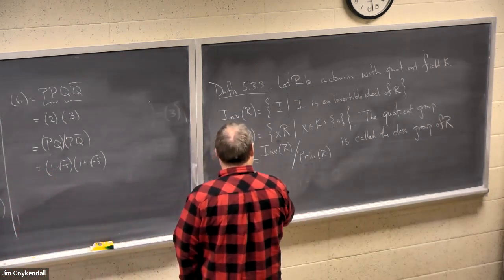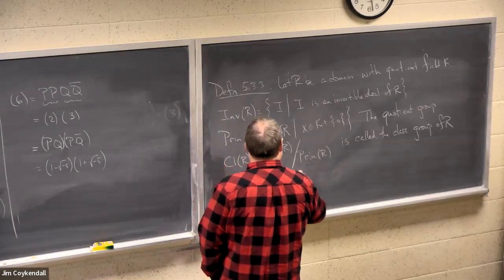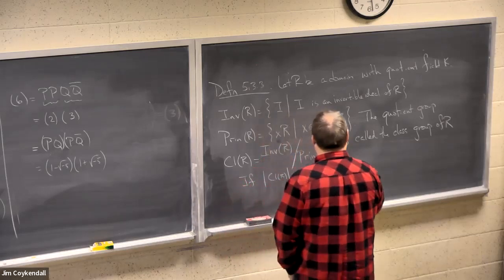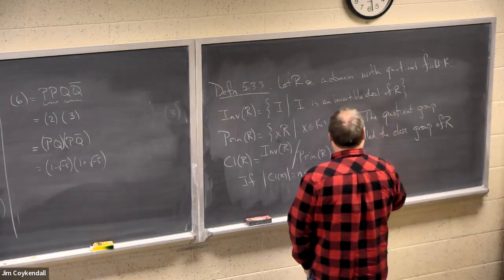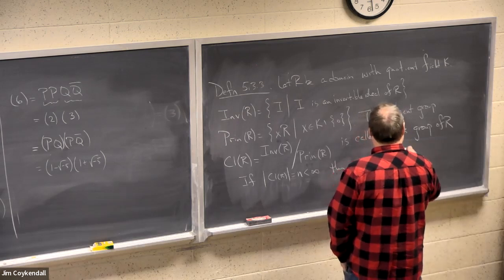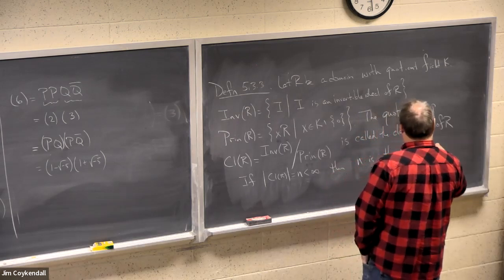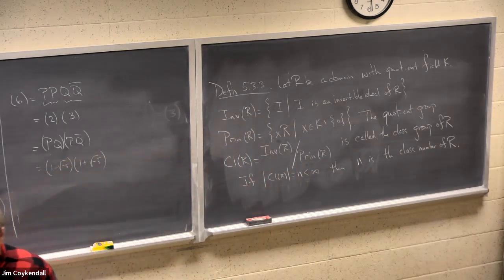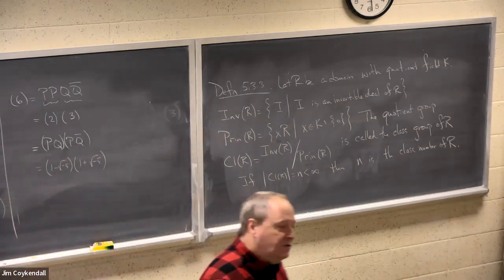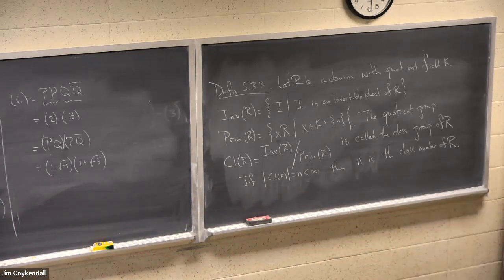If the order of the class group is some n less than infinity, then the order of the class group, n, is the class number. And this is a favorite terminology that you will see in number theory, like the class number of R. By the way, in a general Dedekind domain or general domain, there's no guarantee that its class number is finite. However, if you like number theory, and if you're looking at rings of algebraic integers, there's always a finite class number, which is actually kind of cool.